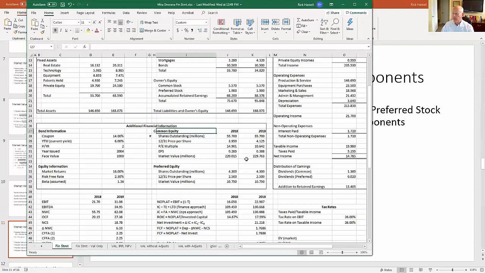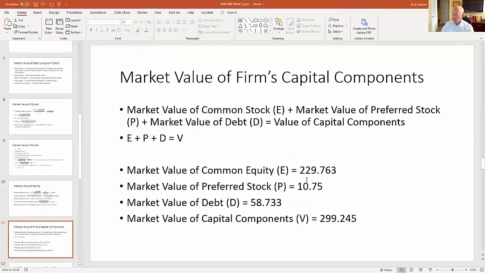So 229.763. For our preferred equity, we have 4.3 shares outstanding, and again, this is 4.3 million shares, just like this was 55.7 million shares, but 4.3 million shares times $2.5 per share, and that's going to then yield a market value of 10.75 or 10.75 million, which then, if I take the market value of the common equity plus the market value of the preferred plus the market value of the debt, I end up with a market value of all the firm's capital components of $299.245.